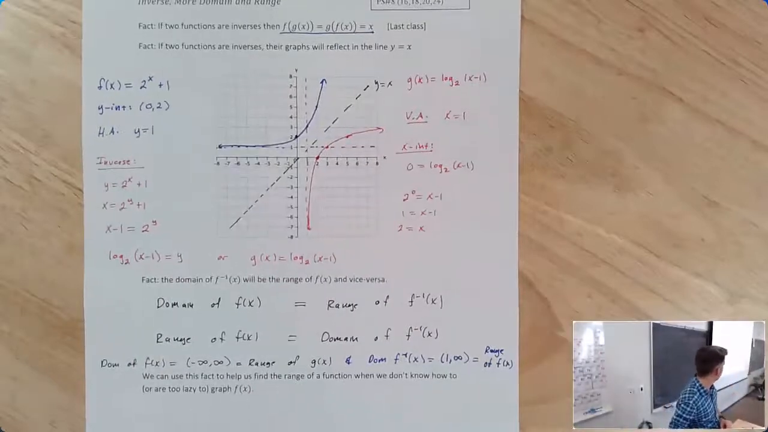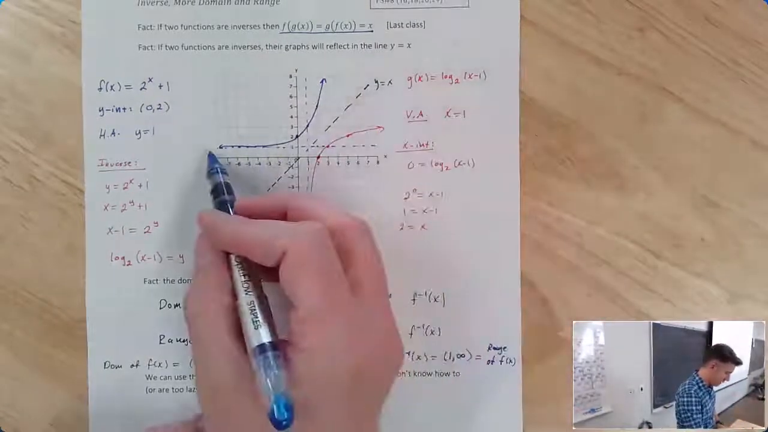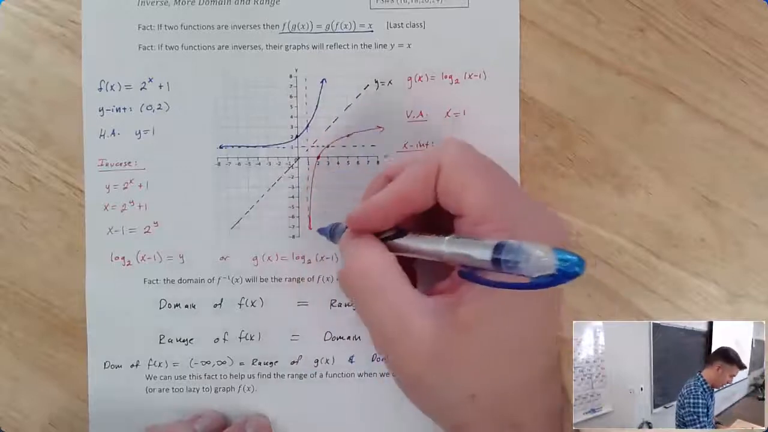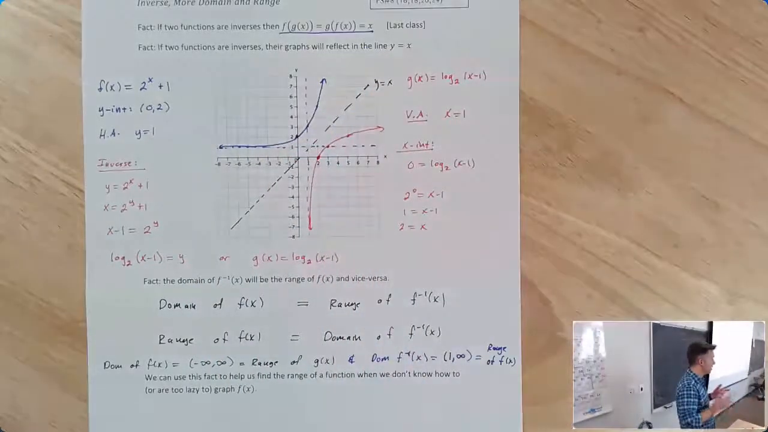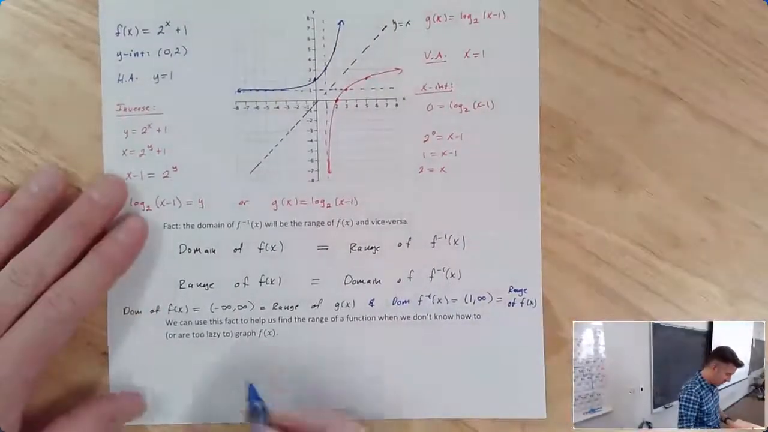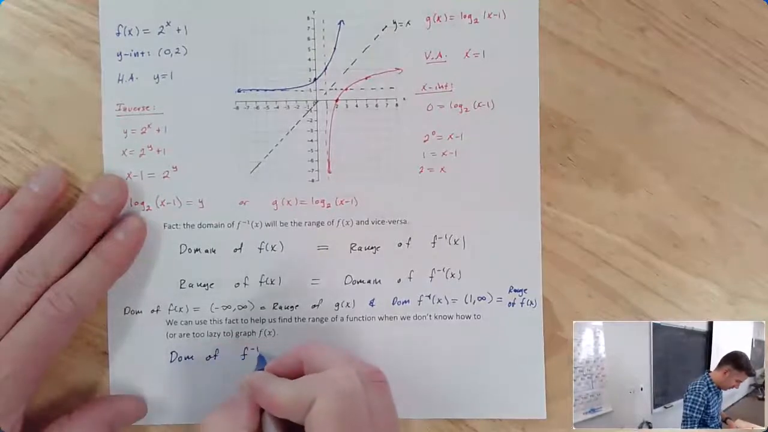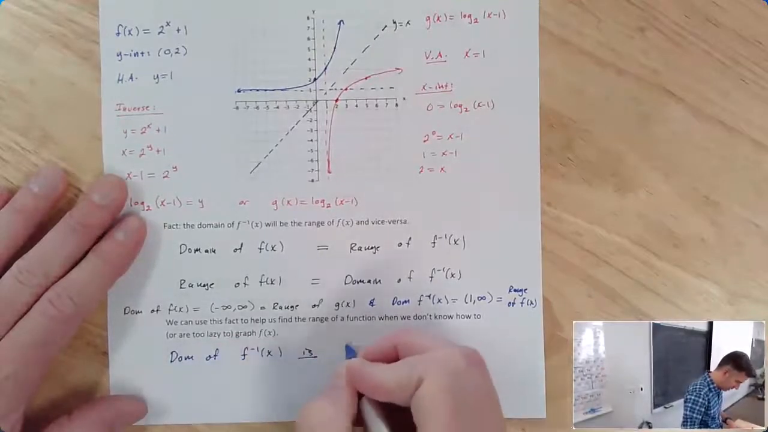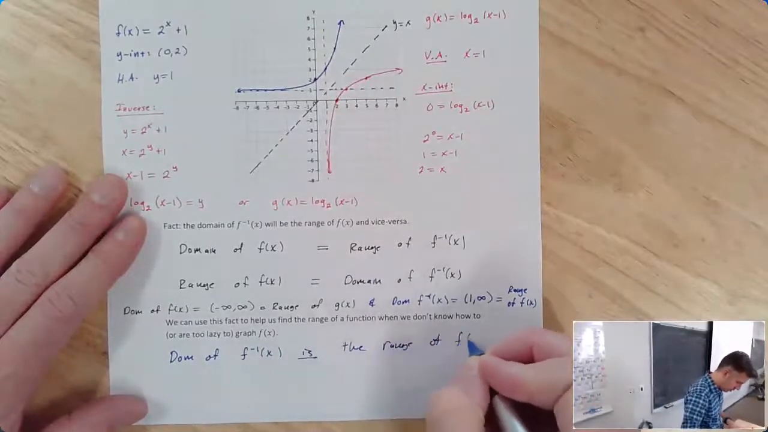I really want you to take this to heart, right? The domain here is everything bigger than 1. The range here is everything bigger than 1. The range here is everything. The domain here is everything. So we really have this inverse relationship between the domain and the range. And the reason we're talking about this specifically today is because we're going to use the fact that the domain of the inverse function is the range of the original function.